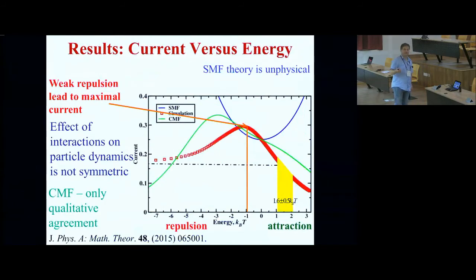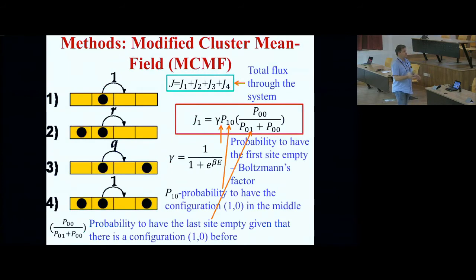Essentially, it's a maximal current phase, so it depends. There are some non-trivial things which are later here. But it's a maximal current phase, and we can calculate all the density profiles. It's okay. So what I wanted to have is a simple theory which I can extend.